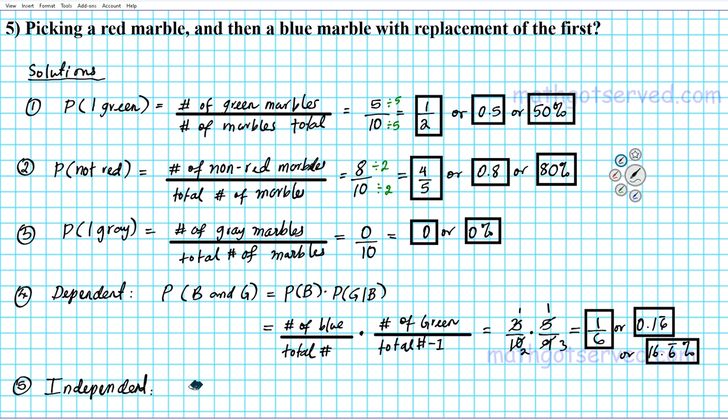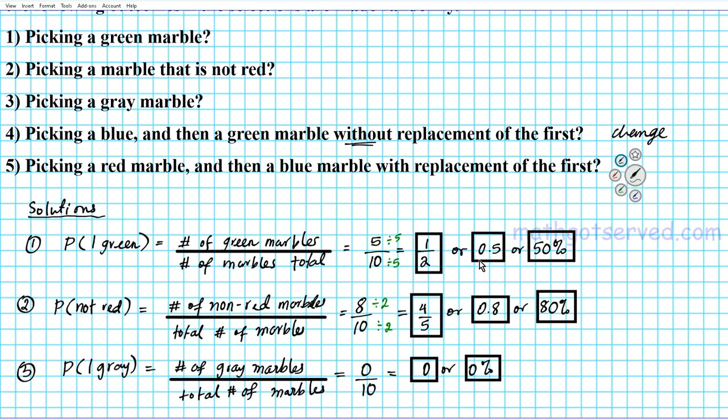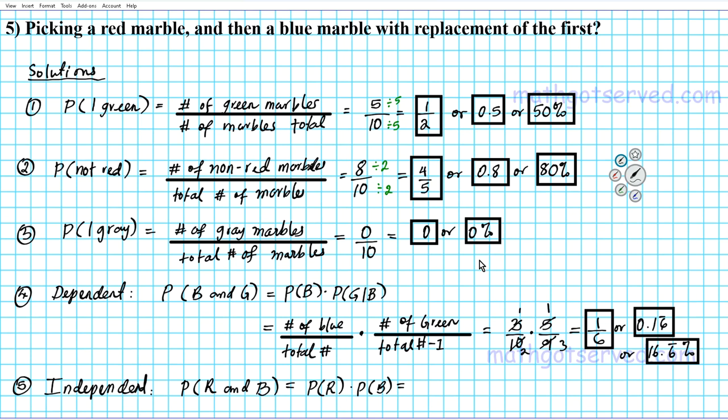So we're going to be using the independent probability formula. All right, so the probability of selecting a red and a blue is simply going to be the product of the individual probabilities, the probability of a red times the probability of a blue. Okay, so this is going to be the probability of red. How many marbles are red? I think it's 2, right? So 2 red marbles, 3 blue. So the probability of a red is 2 out of 10.